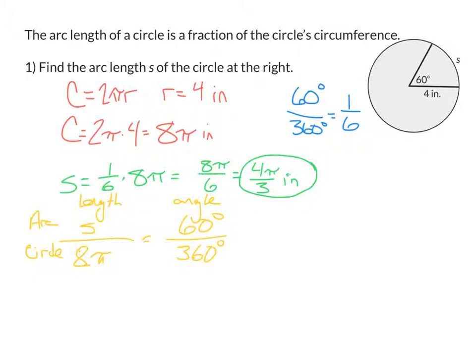Now we know we can cross multiply this to figure it out, but before we do that, I can make this a little easier on myself by simplifying that fraction at the right. 60 over 360 is 1/6. So when I cross multiply, I end up with 6s equals 8 pi, and when I divide by 6, s ends up equaling, and again, what can I take out of both of these? A 2, so I'm left with 4 pi over 3, and that's in inches. And that's how we do arc length.